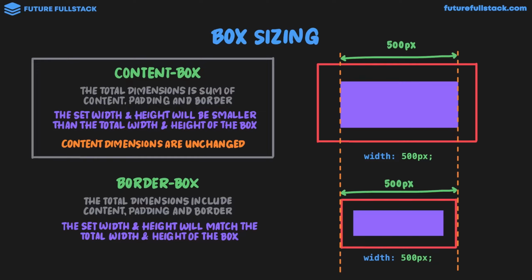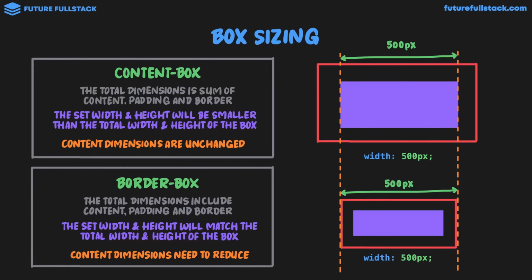Now, in order for border-box to work, the content dimensions need to reduce. It's kind of like the content is getting squashed a bit, because the width is now the total width, which needs to include the border width and the padding, which in a sense is squashing the content so it all fits inside the set width.